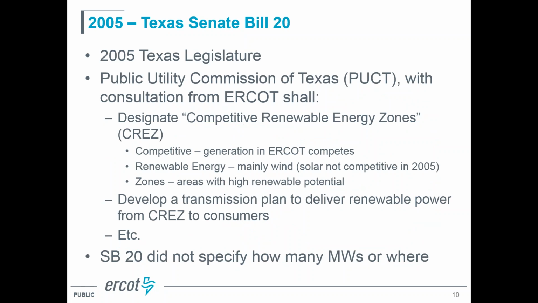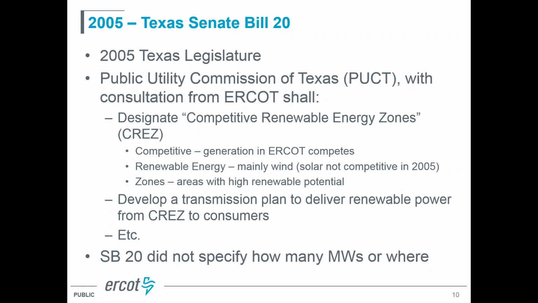So fast forward 2 years, in 2005, our state legislature stepped in and passed what was known as Texas Senate Bill 20, a law which required the Public Utility Commission of Texas, the regulatory authority over transmission in Texas, to designate competitive renewable energy zones. As I mentioned earlier, the competitive part is that all generators in ERCOT are competing with each other, and at that time we were talking about renewable energy, mainly wind. Solar at that time was not really competitive and couldn't compete on a cost basis. And as Nate mentioned earlier, the zones are areas that have a high renewable potential.